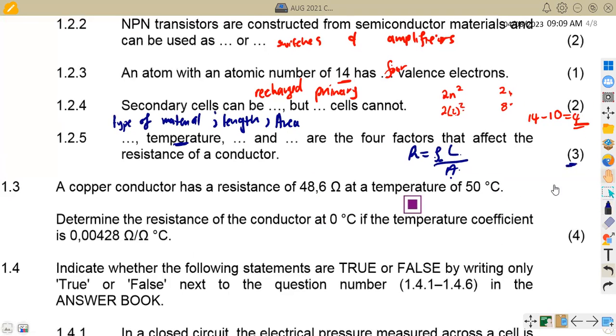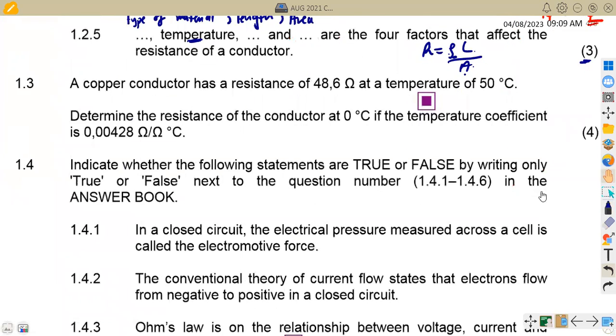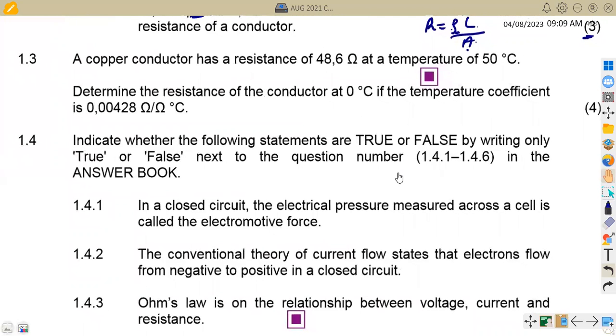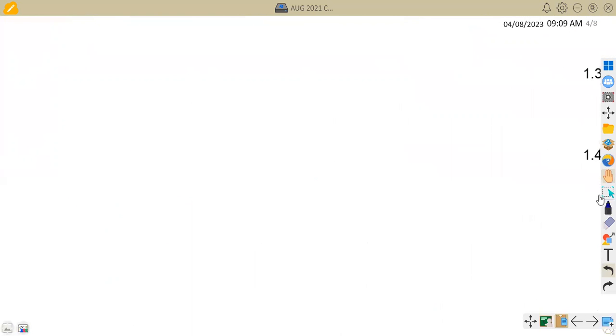All right, 1.3. A copper conductor has a resistance of 48,6 ohms at a temperature of 50. Determine the resistance of the conductor at 0 degrees. We are given the temperature coefficient in this case. So we know that the resistance at a certain temperature is equivalent to the resistance at 0 degrees Celsius times 1 plus the temperature coefficient times the change in temperature.